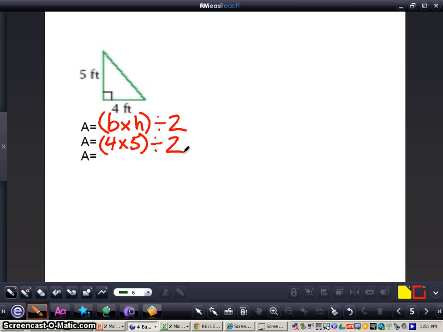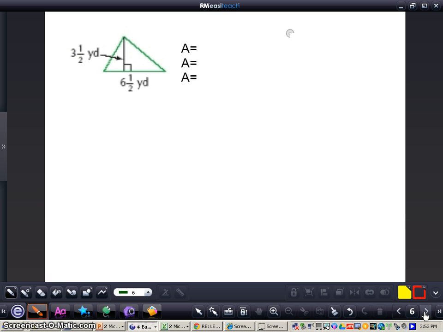Okay, we're going to write one more A here. Now I have 4 times 5, that's going to give me 20. Then I'll bring down my divided by 2. Then I have 20 divided by 2, that's going to give me 10. Now it's 10 feet. Just remember, still with area, 10 feet squared. Okay, so that's how you find the area of this triangle. Base times height divided by 2.